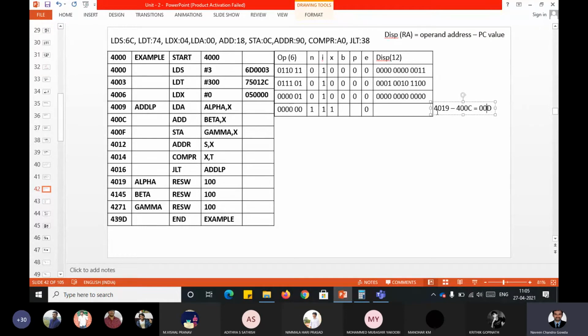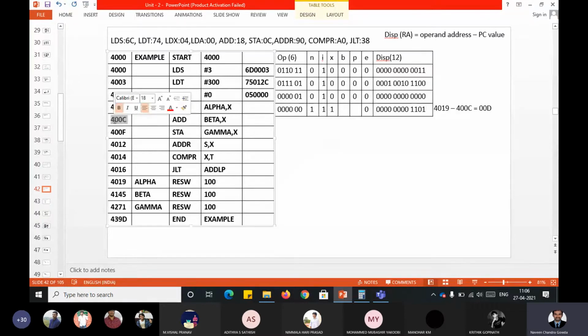So I'll be writing as 00D. How to write that 00D? You can observe 0, 0 and D. D is 1101. And for finding out this displacement, you made use of PC, the PC address. So P will be set as 1 and B will be set as 0.